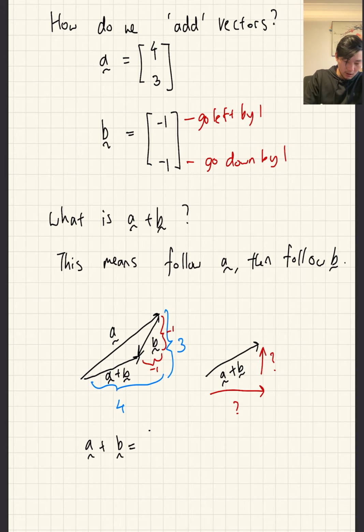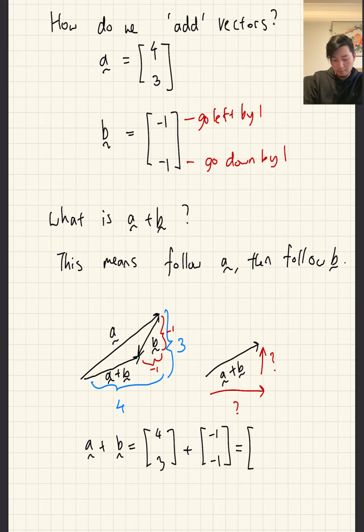So a plus b is equal to (4, 3) plus (-1, -1). Then we simply add the top parts together, so 4 plus negative 1 gives us 3, and then 3 plus negative 1 gives us 2. So we know that a plus b means we go to the right by 3 and then up by 2. And that is how we add vectors.